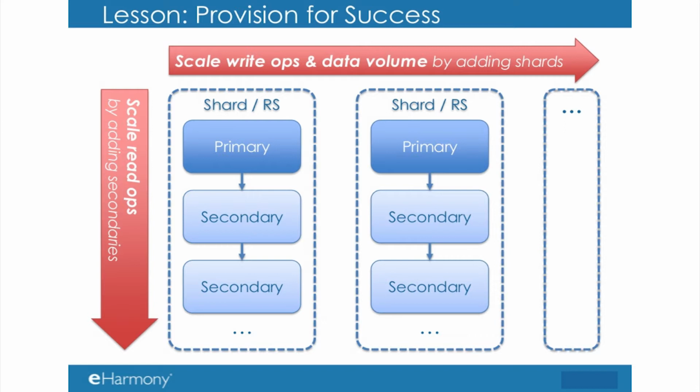So the more primaries you have, the more write throughput you can do. And furthermore, because the amount of data that you can store on any given box is really limited by the amount of physical memory on that box, which is going to be a relatively expensive part of the configuration of that box, you can add more shards in order to increase the total size of the data set that you can keep in memory in your cluster.